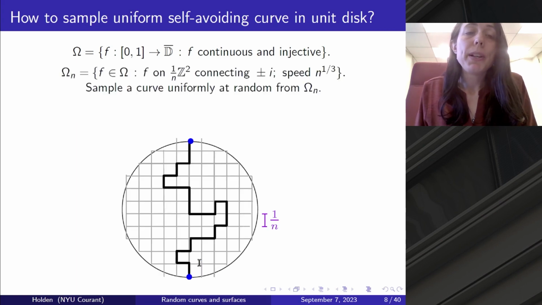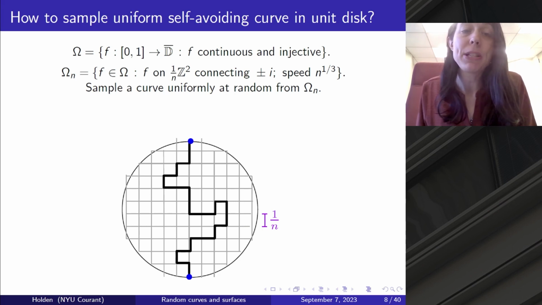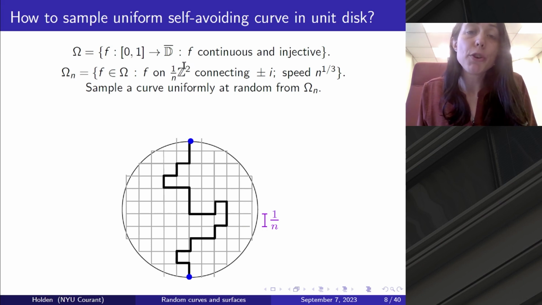Now we want to sample some element uniformly at random from our set omega, and again, it's not obvious how to do this because omega is infinite. And just as before, our approach to the problem is to discretize it. So we consider some rescaled version of Z^2, and we restrict it to the unit disk. And then we consider functions on this lattice. We require that our curve starts at -i and ends at i. And we're also requiring the function to have speed n to the power 1/3.